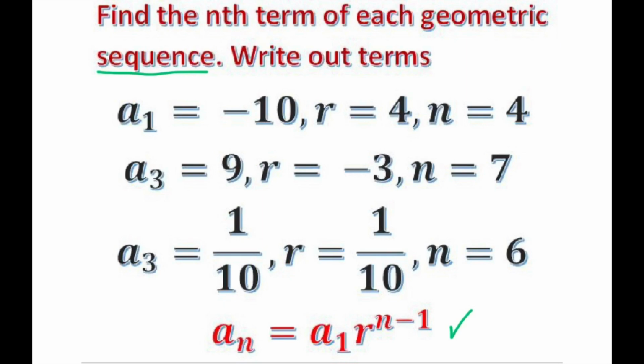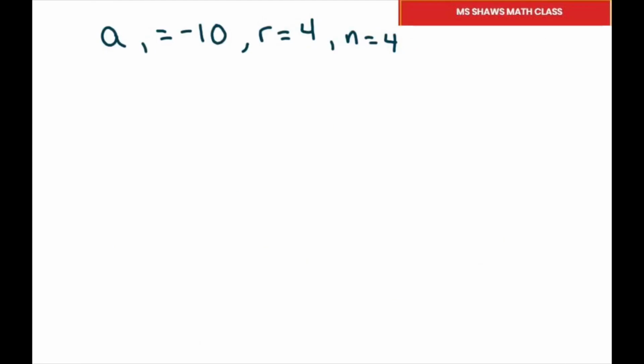So let's get started. We're going to write out our first term, which is -10. And they want to go to the fourth term. So this would be your second term, third term, and your fourth term.